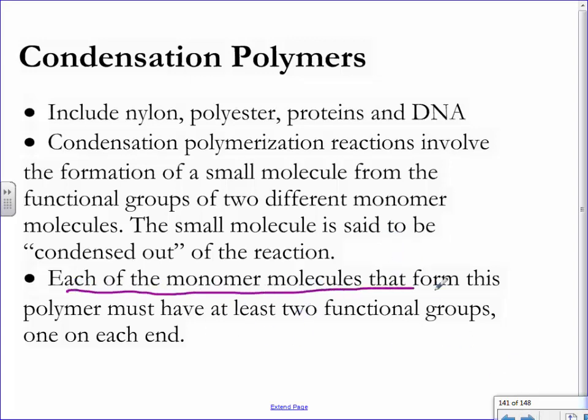Each part of the monomer that forms this polymer must have 2 functional groups, one on each end. Okay, I need you guys to be able to have good spatial visual skills here. So once you're done highlighting this, you have molecule A and molecule B, you want them to stick together. So right now I need my thumbs to basically link. And for that to work, I need to have a functional group here and a functional group here, where I rip the H and the OH off so they can stick together.